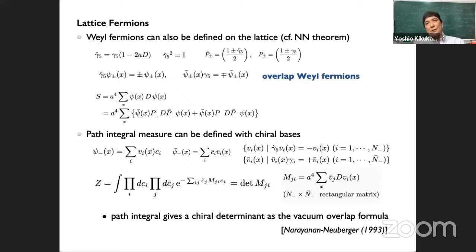So this is the reason why, if you consider the Weyl fermion in this manner, it can reproduce the gauge anomaly, actually. But in order to get the gauge invariant theory with anomaly-free conditions, you must recover the gauge invariance at finite lattice spacing. Okay, so this is a very hard problem.